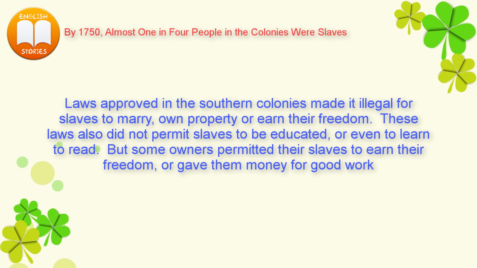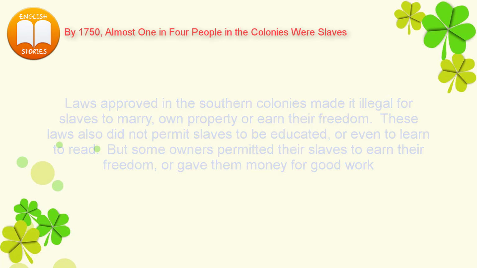Laws approved in the southern colonies made it illegal for slaves to marry, own property, or earn their freedom. These laws also did not permit slaves to be educated, or even to learn to read. But some owners permitted their slaves to earn their freedom, or gave them money for good work.